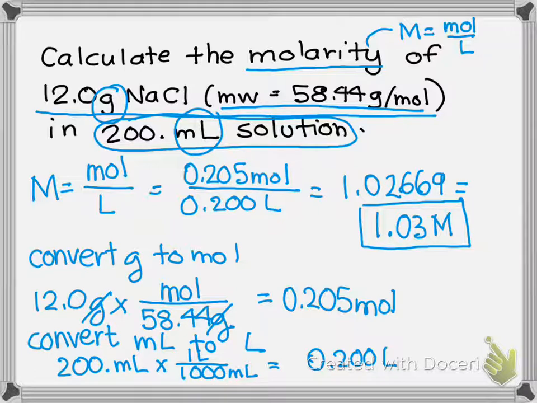So you can see calculating molarity, if we're given moles per liter, we can just plug it in. If we're given grams, we have to convert grams to moles using the molar mass. And if we're given milliliters, we have to convert to liters, remembering that 1,000 milliliters equal 1 liter.